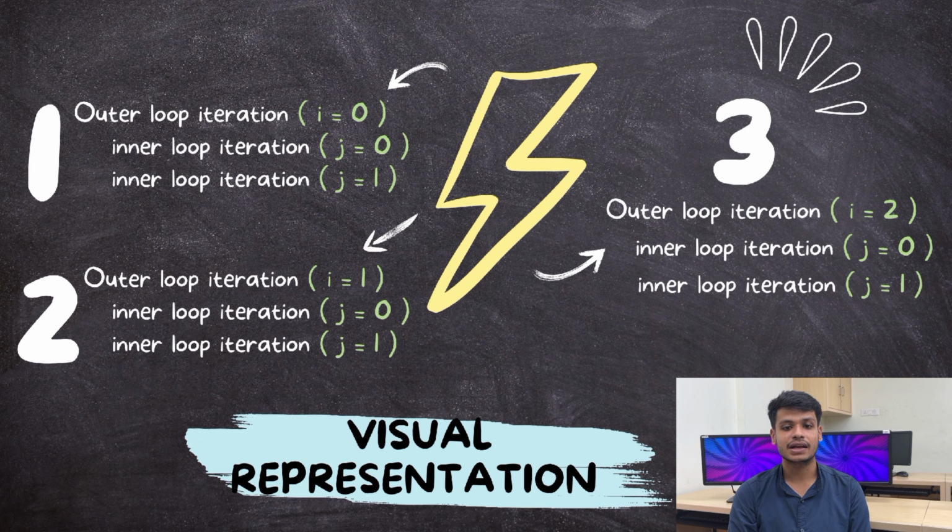The value of i in the third iteration will be 2. Then it will go inside the inner loop, and j, which is present inside the inner loop, will have values 0 and then 1. So the values after the third iteration will be i equal to 2, j equal to 0, i equal to 2, j equal to 1.